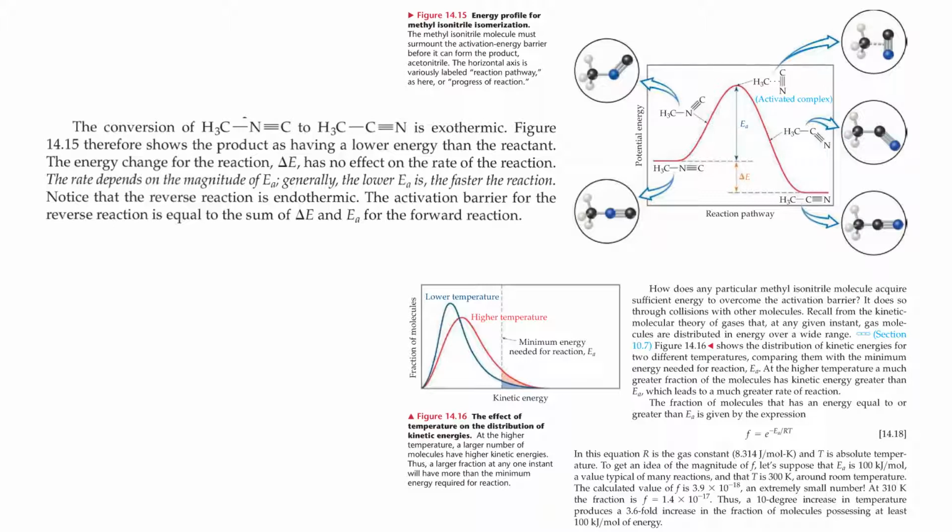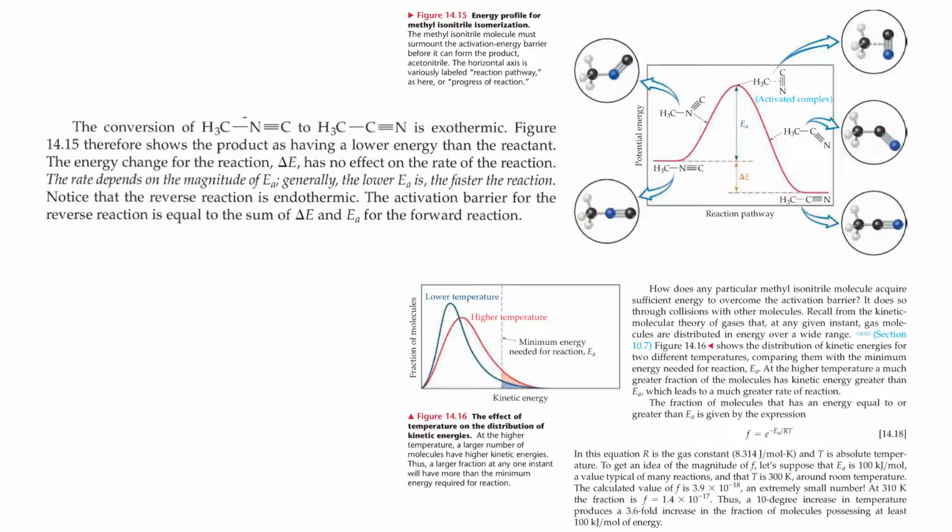The fraction of the molecules that have energy equal to or greater than the activation energy is given by the expression f equals e to the negative activation energy divided by RT. In this equation, R is the gas constant, 8.314 joules per mole Kelvin, and T is the absolute temperature.